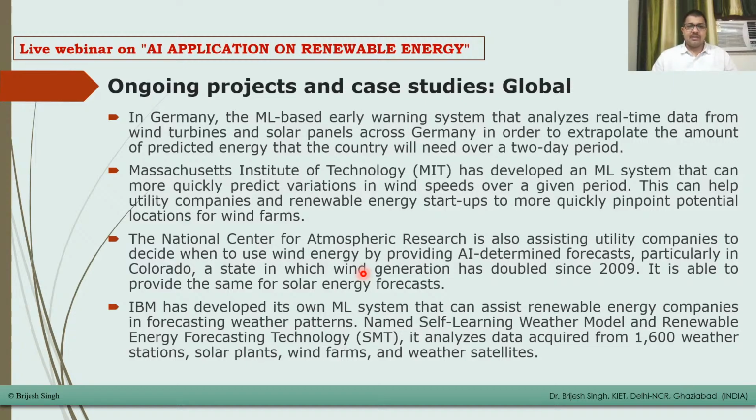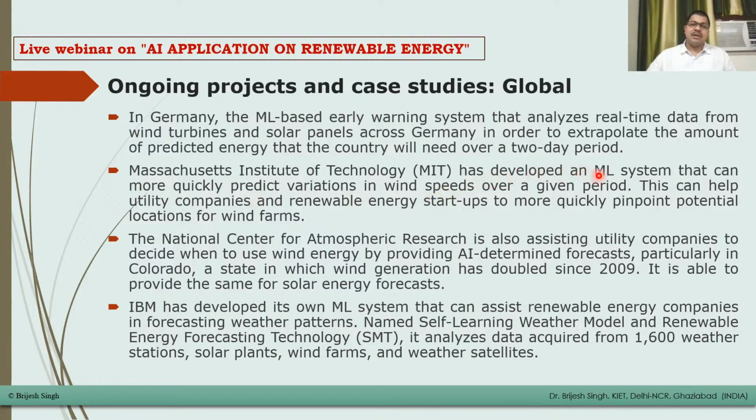Now here are ongoing projects and case studies which are globally available. Means after this lecture you can go through these points. So in Germany, a machine learning based early warning system analyzes real-time data from wind turbines and solar panels across Germany in order to extrapolate the amount and prediction of energy that the country will need over a 2-day period. So Germany is using machine learning for this kind of feature.